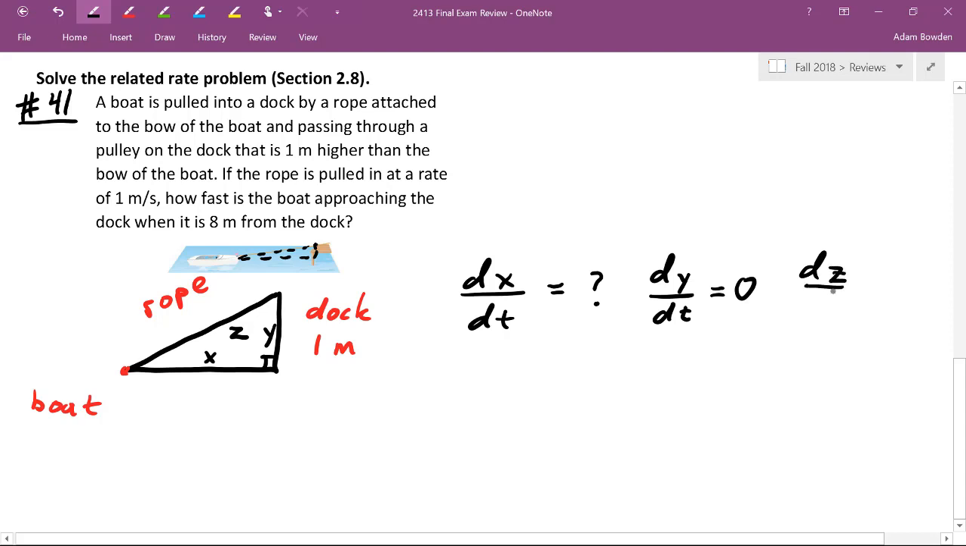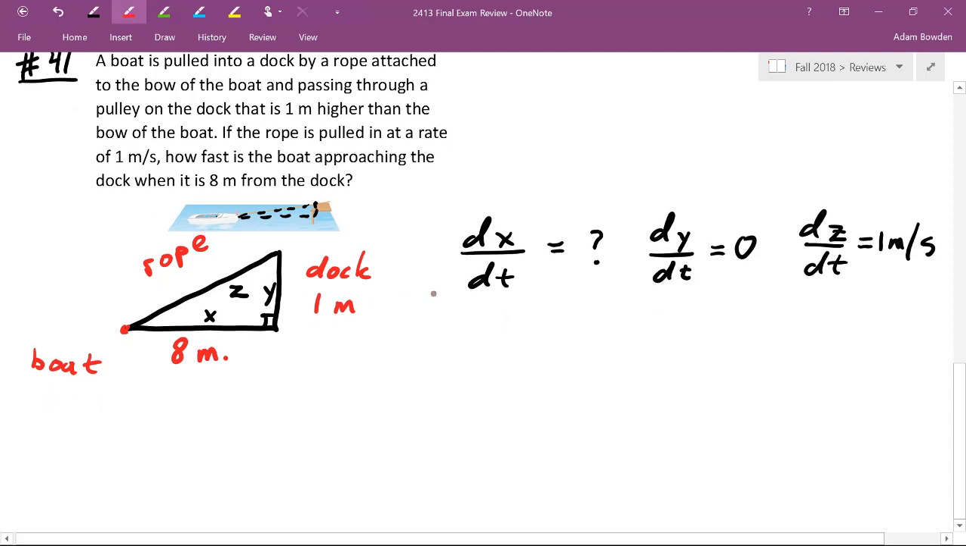dz over dt will refer to the rate of change of the rope with respect to time. It tells us in the problem that that's 1 meter per second. Okay, so now those are how we're going to interpret the rates of change in terms of our derivative notation. Now what else we know is that we're dealing with the moment at which the boat is 8 meters away from the dock.